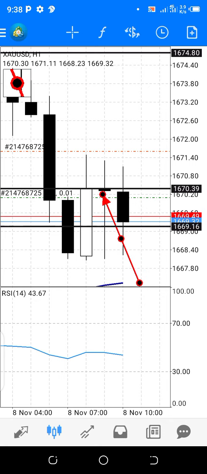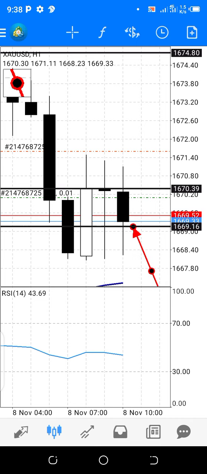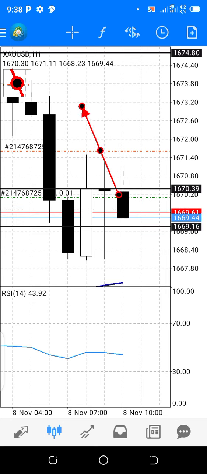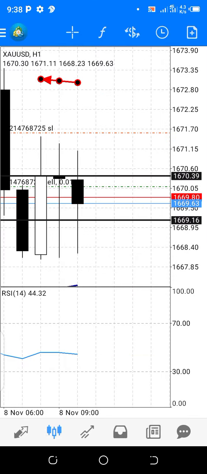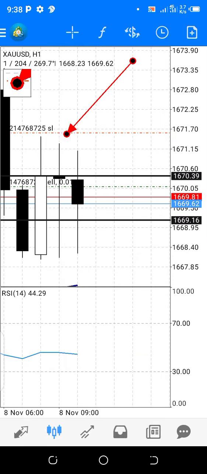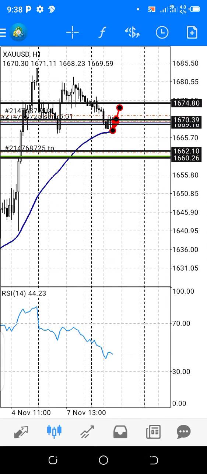Now, that is why we are waiting for the confirmation. After the close of this candle under this very place, it is confirmed that we are back on the downtrend. After this candle, it is confirmed that we are back on the downtrend. Then the market will go down to this place.